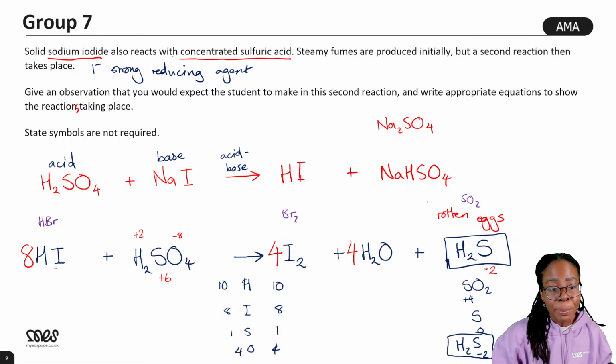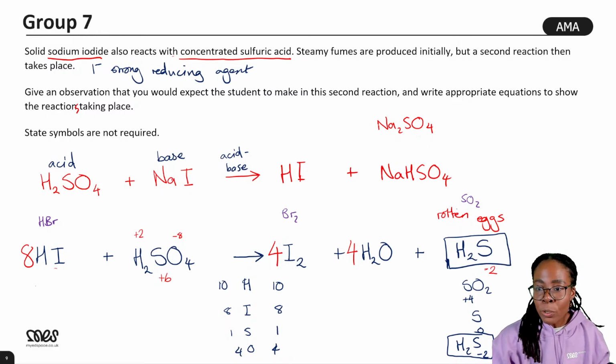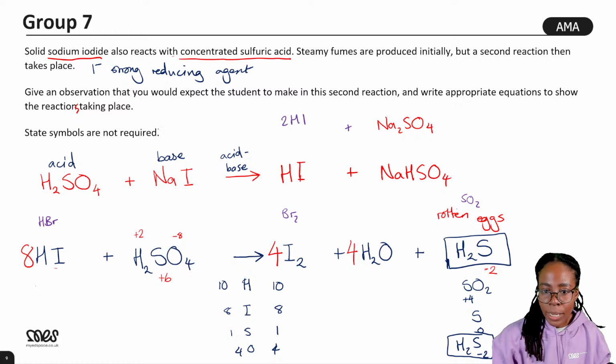It wouldn't be I2 and H2, it would be 2HI. And then 2 NaI over here, yeah.